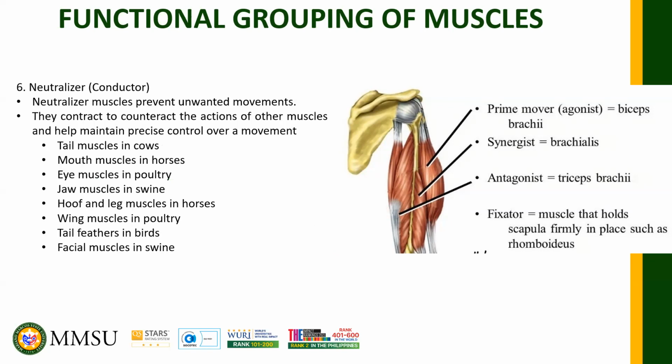And then another one, we have the neutralizer or the conductor muscles. So sila naman yung nagpre-prevent ng unwanted movements. Okay? So they usually contract to counteract the actions of other muscles and help maintain precise control over a movement. So one example for that one is yung mga tail muscles sa mga baka.